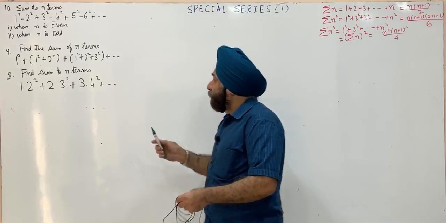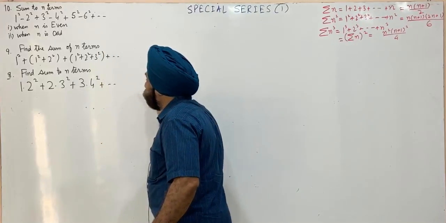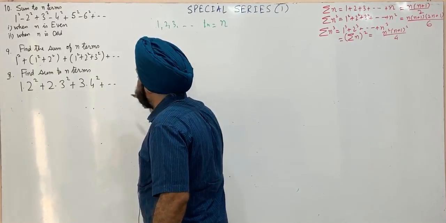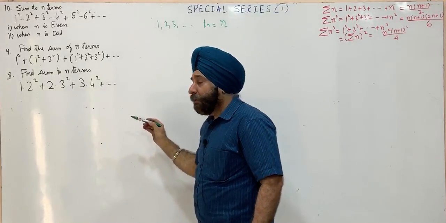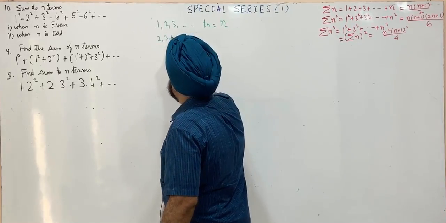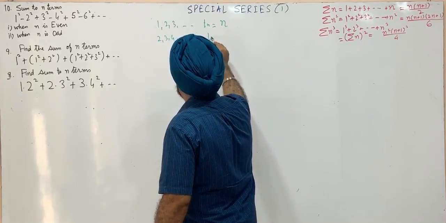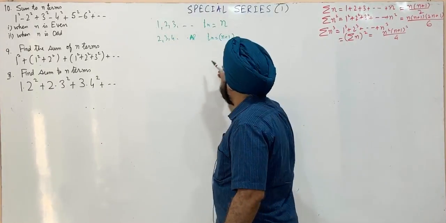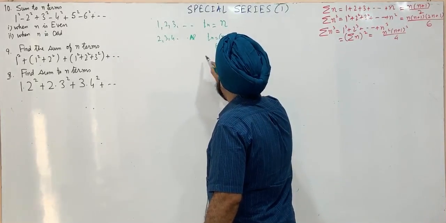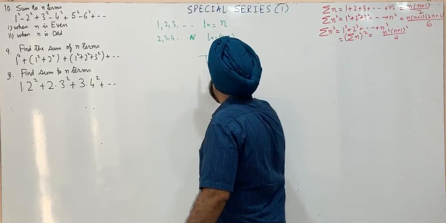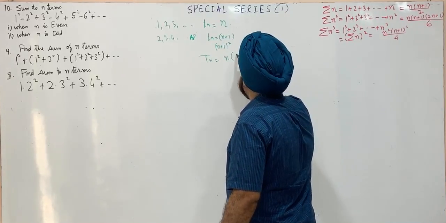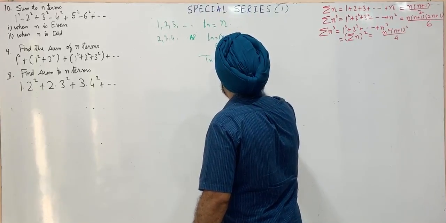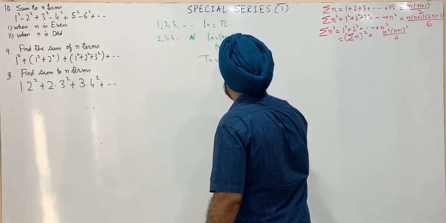So what do we observe? That each term is a product of 2. The first terms are 1, 2, 3. The nth term of this is n. What about 2 square, 3 square, 4 square? 2, 3, 4 are in AP with the nth term of n plus 1. And what will be the nth term of 2 square, 3 square, 4 square? It will be n plus 1 whole square. And what is the nth term of this series? It will be this into this, n into n square plus 2n plus 1. That's n cube plus 2n square plus n.